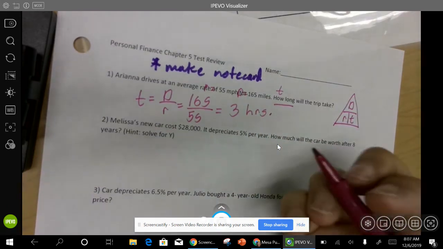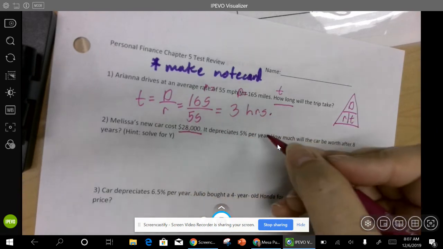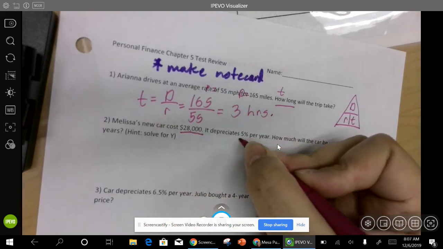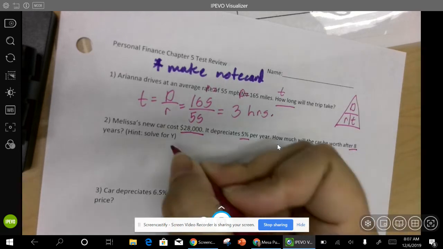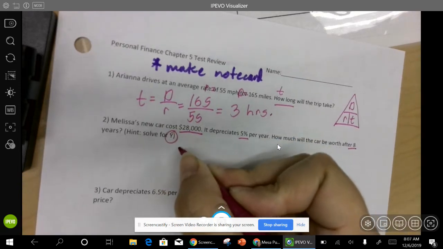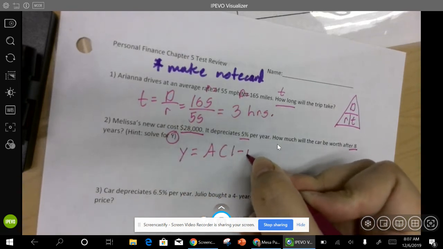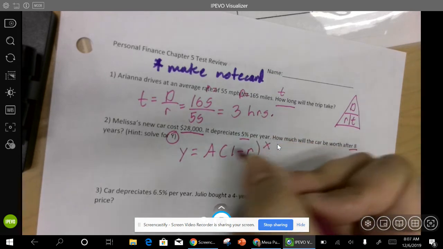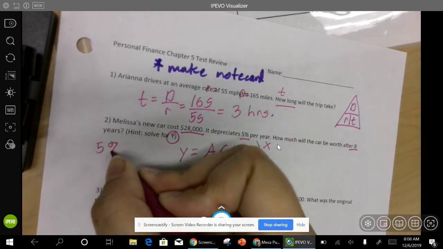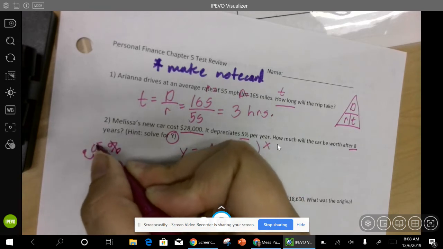Okay, it says Melissa's car cost $28,000. It depreciates at a rate of 5% per year. How much will the car be worth after 8 years? Solve for y. So we're solving for y, and we're going to use our exponential depreciation formula. Remember we need to change the rate to a decimal, so for 5% we drop the percent sign and move to the left.